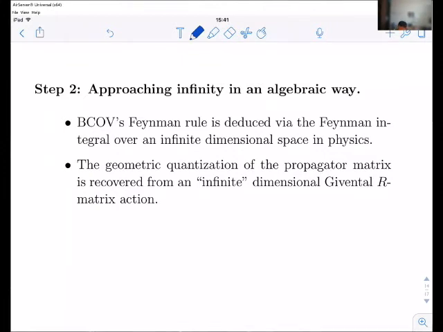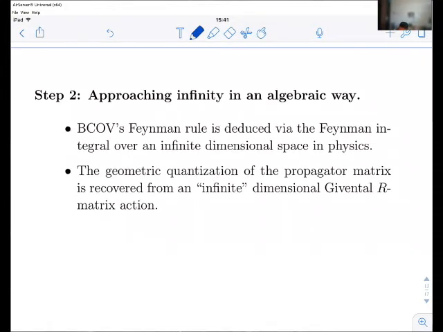The picture is in fact also related to the original BCOV's theory. We know that the BCOV's Feynman rule is deduced by some Feynman integral over an infinite dimensional space. This is not mathematically well defined. That's why we call them conjectures. They use this computation, not mathematically rigorous, to deduce the Feynman rule. So now, to make this approach mathematically rigorous, we found some algebraic way.